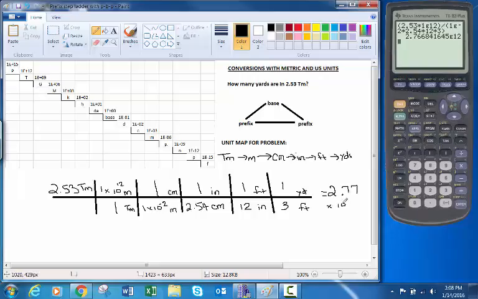times 10 to the 12th, and our unit, terameter cancels out with terameter, meter cancels out with meter, centimeter cancels out with centimeter, inches cancels out with inches, feet cancels out with feet, for a final unit of yards. And so that is the unit that we will write in our answer. So 2.77 times 10 to the 12th yards.